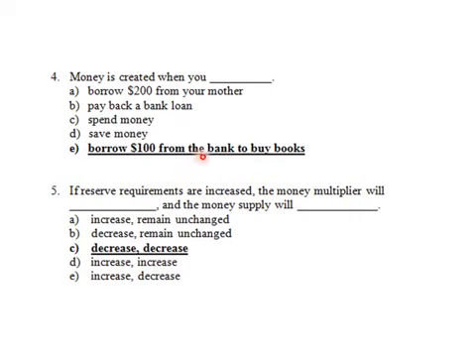Now question 5, if reserve requirements are increased, that means your required reserve ratio goes up. That means the central bank is telling the commercial banks, you keep more money with you, you cannot lend out so much. Therefore the money multiplier will become smaller, decrease. And when the money multiplier becomes smaller, the amount of money stock will decrease. Money supply will decrease.